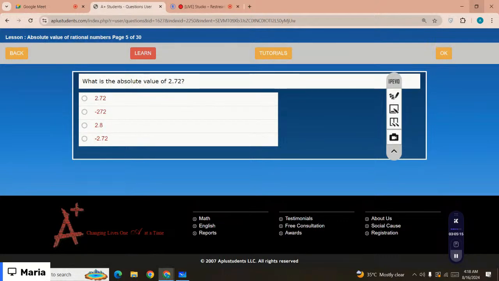What is the absolute value of 2.73? That is option number 1. 2.72 is the correct option.